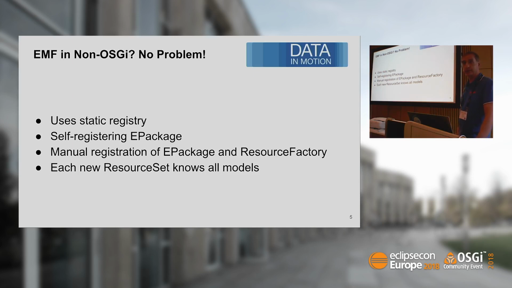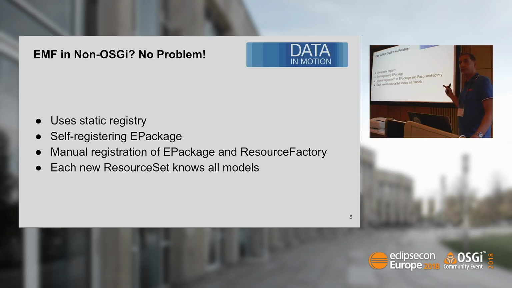On the other hand, it's always possible to register your ePackage by yourself, just on a resource set. You always have access to any of these registries when you're accessing a resource set, just by getEPackageRegistry or the resource factory registry. And then you can register your file extension with your resource factory. You can register content types with a resource factory. You can register protocols with a resource factory. And that is what you usually have to do when you are in a non-OSGi environment.